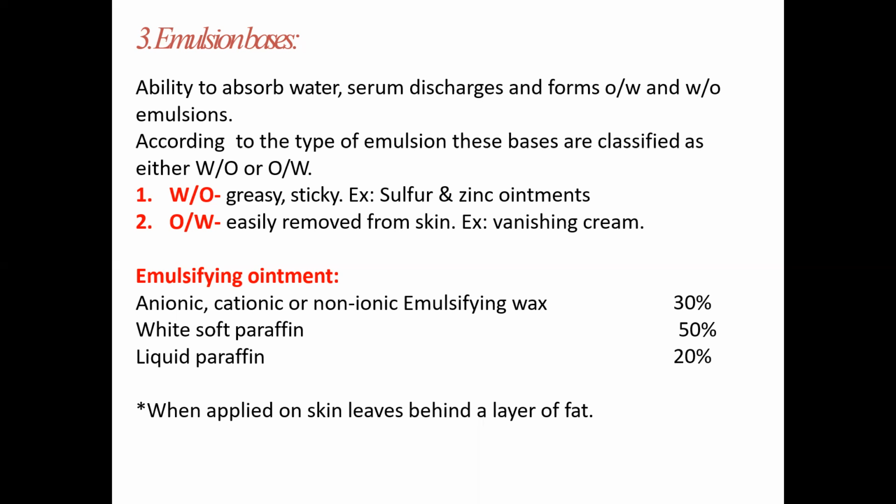In the emulsifying ointment, there are three types of base used: anionic, cationic or non-ionic emulsifying wax, 30%; white soft paraffin, 50%; and liquid paraffin, 20%. When we apply it on the skin, it leaves behind a layer of fat.